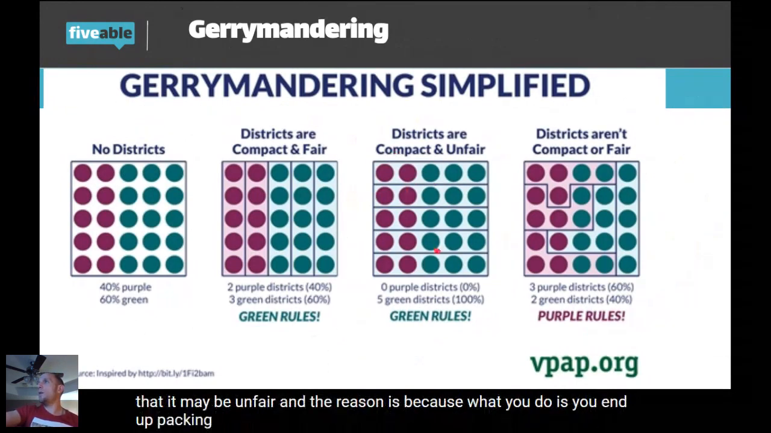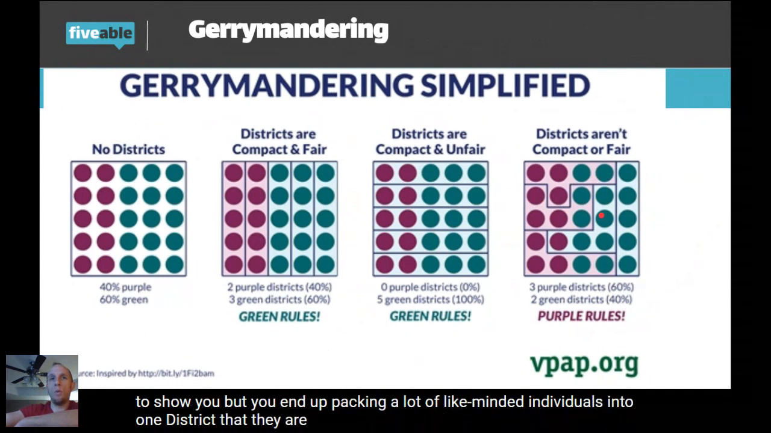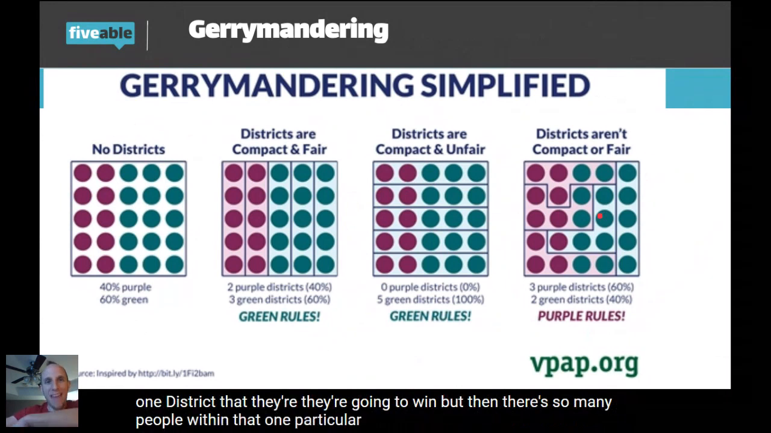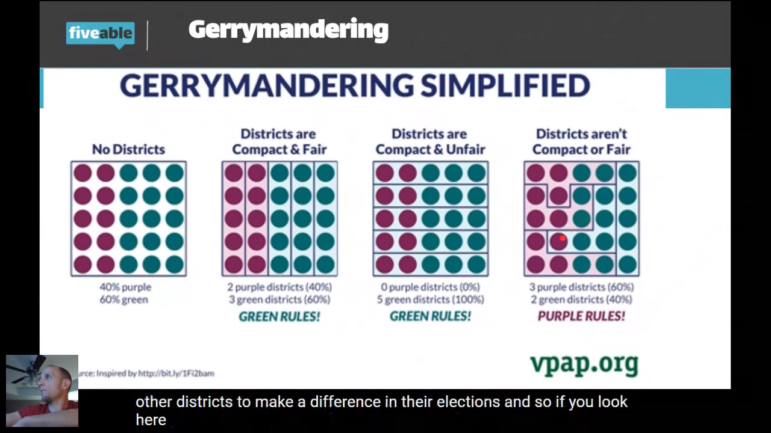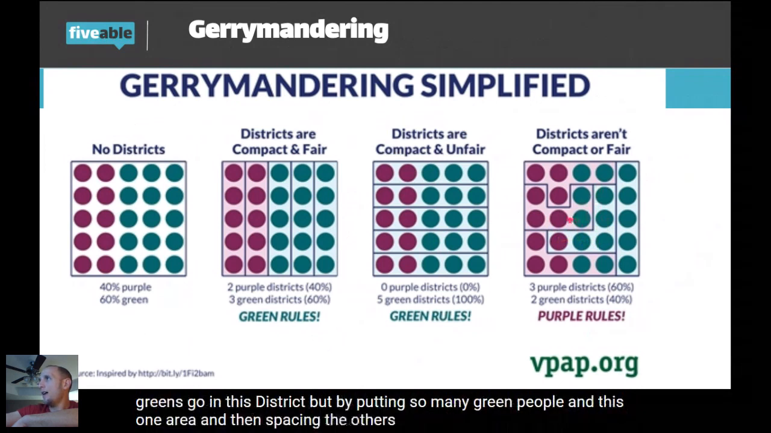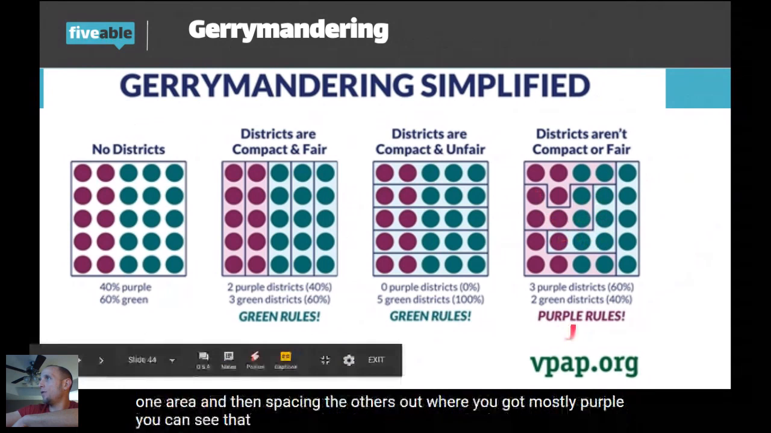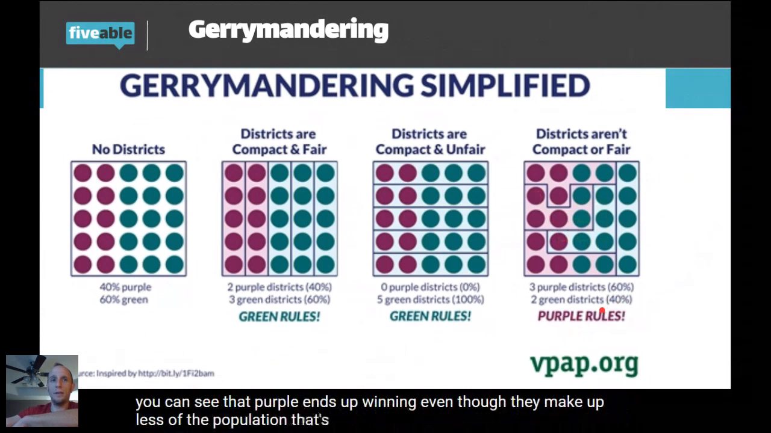The reason is because you end up packing, and maybe this here is a better example for what I'm trying to show you, but you end up packing a lot of like-minded individuals into one district that they're going to win. But then there are so many people within that one particular district that there's not enough in other districts to make a difference in their elections. So if you look at this one, for example, this here is almost entirely green, and green's going to win this district. But by putting so many green people in this one area, and then spacing the others out where you've got mostly purple, you can see that purple ends up winning even though they make up less of the population.